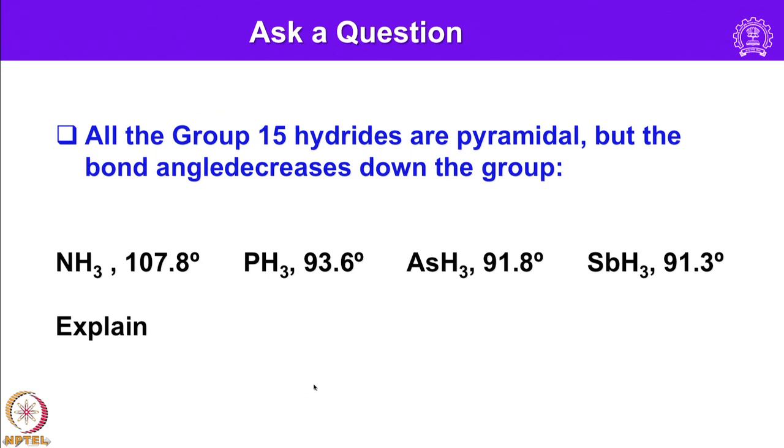Okay. So, let us have a simple question. All the group 15 hydrides are pyramidal, but the bond angles decrease down the group. For example, you can see here NH3 has 107.8, whereas PH3 is 93.6, arsine is 91.8, and in case of antimony hydride it is 91.3. That means apart from ammonia, in the rest of the hydrides the angles are very close to 90 degrees.